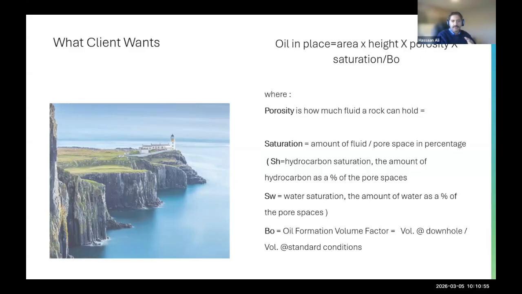And there are different type of factors that we are using in that as well, right? Saturation is the amount of fluid over the pore space in percentage. You are using water saturation factors. You are using oil formation volume factor, and you are also using Sh, which is hydrocarbon saturation.